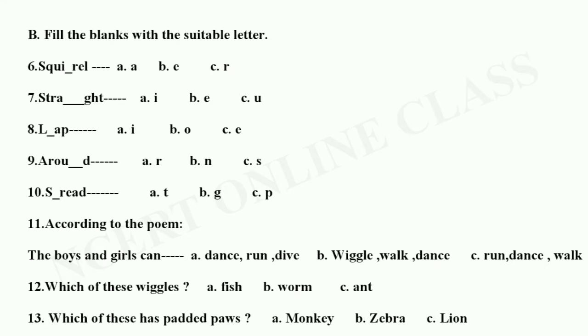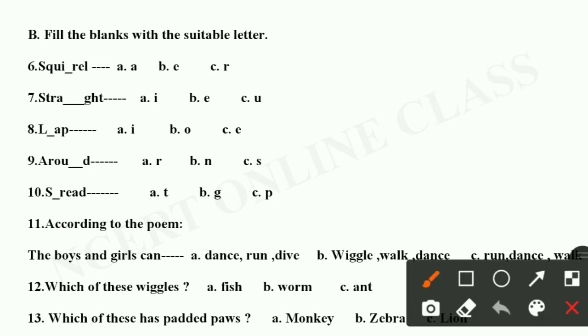Okay. Next, straight, S-T-R-A dash G-H-T. We know that the spelling is S-T-R-A-I-G-H-T. So you need to tick option A, I. Okay. Next question, L dash A P. This is the spelling of leap. So what is the spelling of leap? L-E-A-P. So you need to take here E.